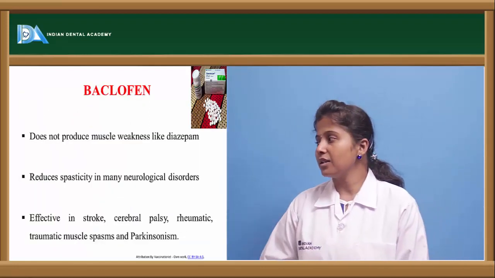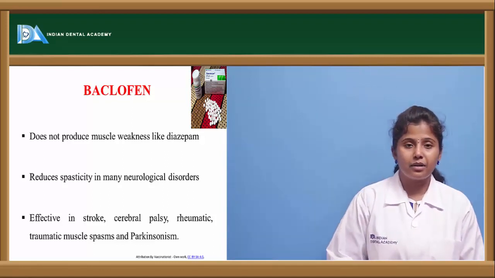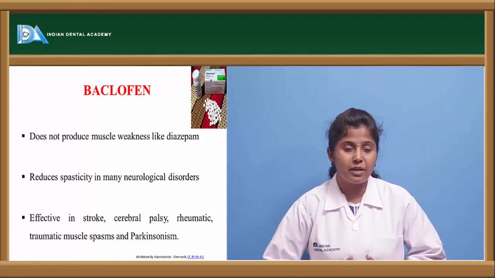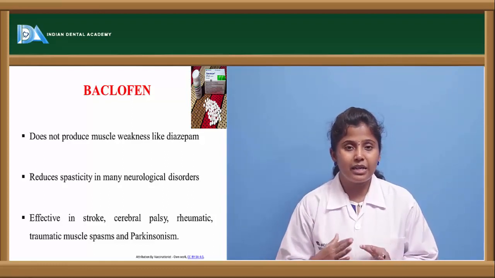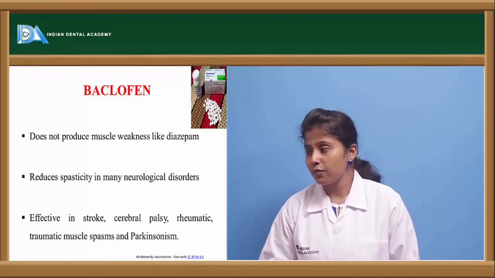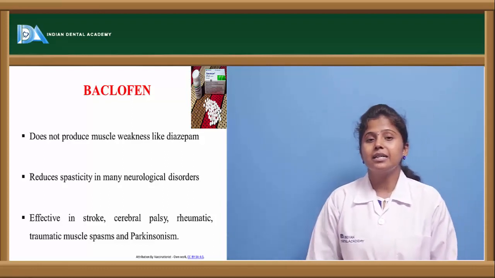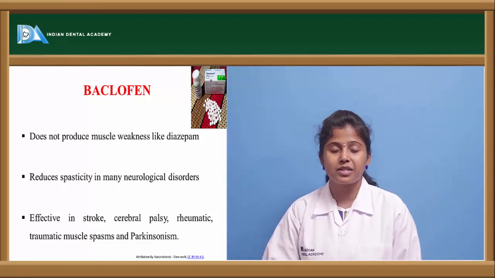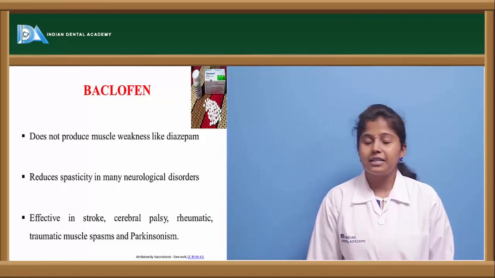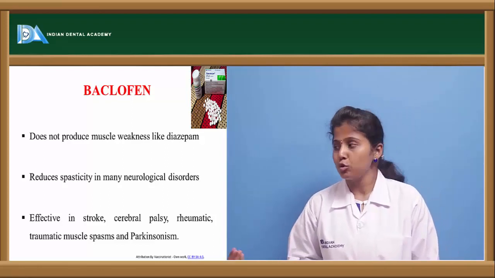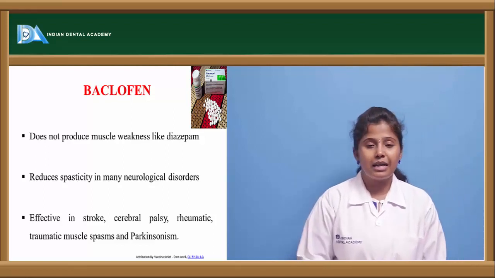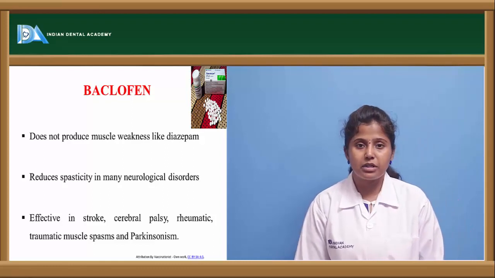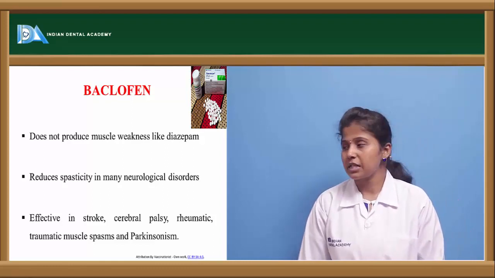Baclofen is a drug which does not produce muscle weakness like diazepam. If we use diazepam for a longer period of time, it may cause skeletal muscle weakness. But baclofen does not cause muscle weakness, and it reduces the spasm of the muscle. Any longer spasms can be reduced by this drug, and it is effective in stroke, cerebral related disorders, rheumatoid spasms, and Parkinsonism. This drug is used as a skeletal muscle relaxant.